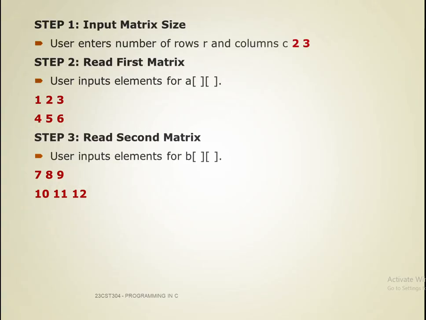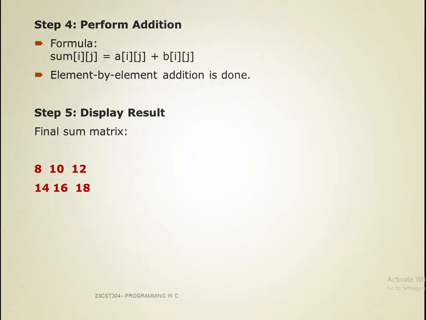We have the first matrix 1 2 3 4 5 6 and the second matrix 7 8 9 10 11 12. Both matrices are added using the formula sum of ij equals a of ij plus b of ij. Element by element addition is done, then finally displays the result. Final sum matrix equals 8 10 12 14 16 18.